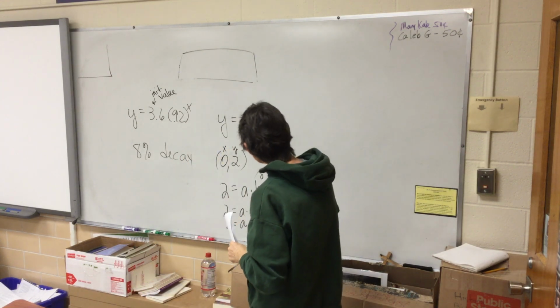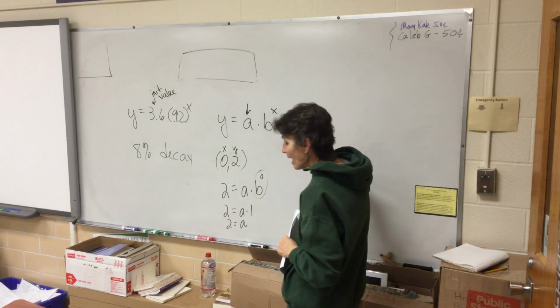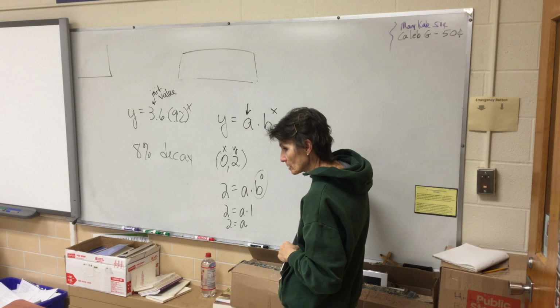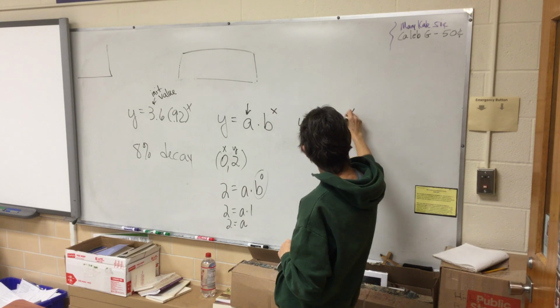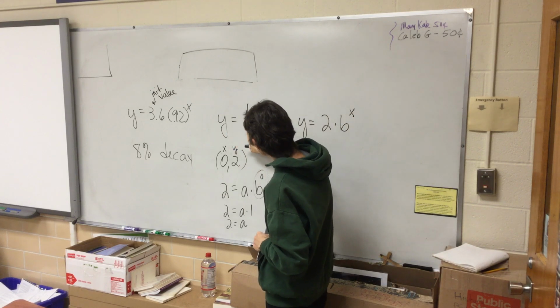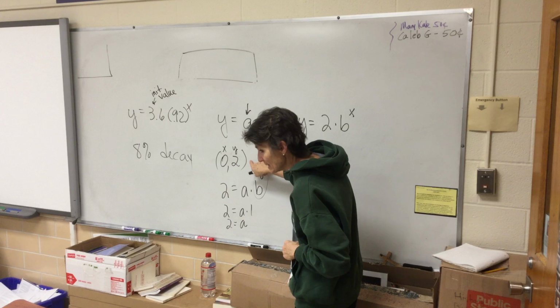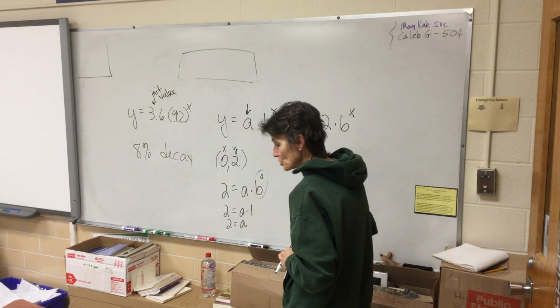So now, going back to your original equation, we know the initial value. Now we know a is 2. So now my equation looks like this: y equals 2 times b to the x. Because I figured out by plugging in my 0 point that a was 2.